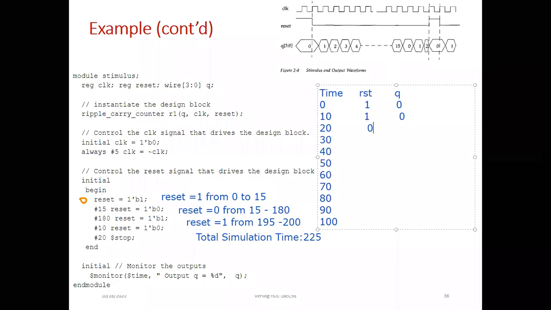It is 0, because after 15 time units reset becomes 0. That is why at 20, reset is already 0. Then what is Q now? Yes, Q is 1 because the counter has started to count. So Q is 1. Next, at time 30, what is the reset value? Reset is 0 only. Now what is Q? 2. Yes. Next, time 40. Reset is 0 only. Then Q is 3.